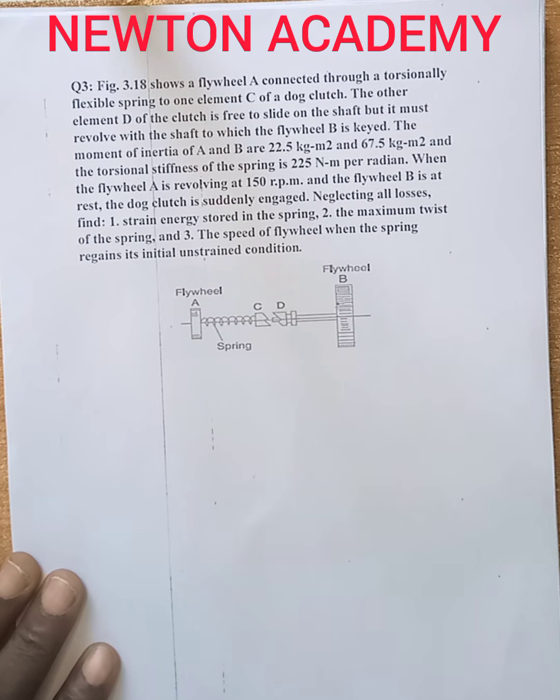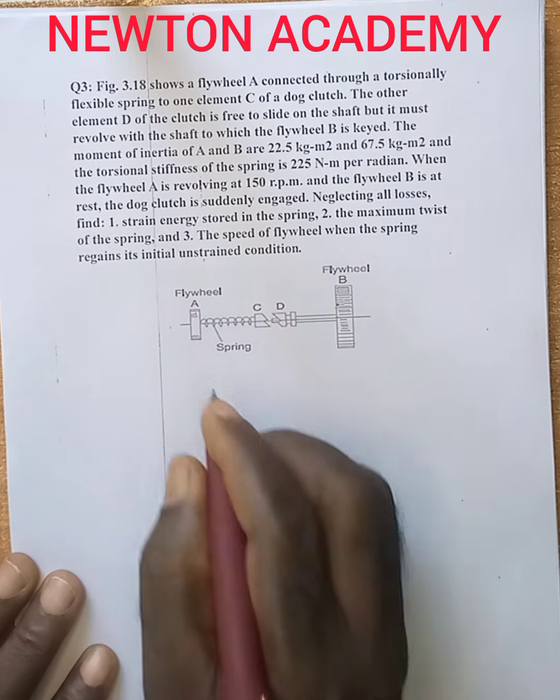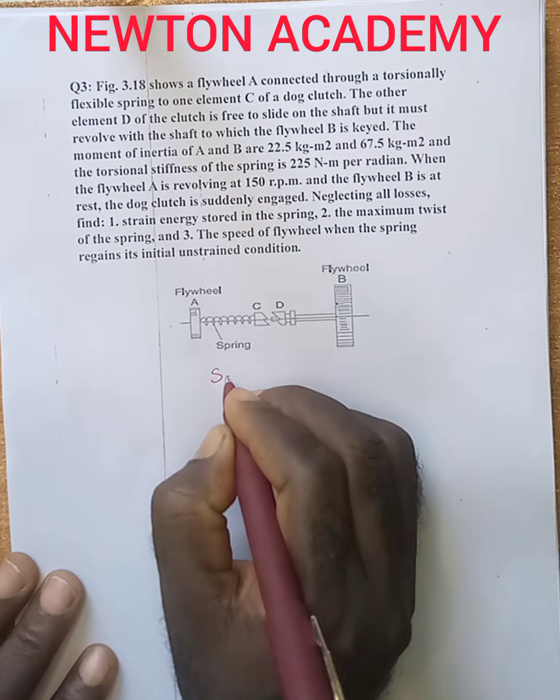Strain energy stored in the spring. 2. The maximum twist of the spring. And 3. The speed of flywheel when the spring regains its initial unstrained condition. Now let us look at the solution to this.